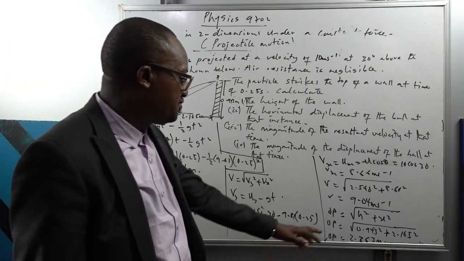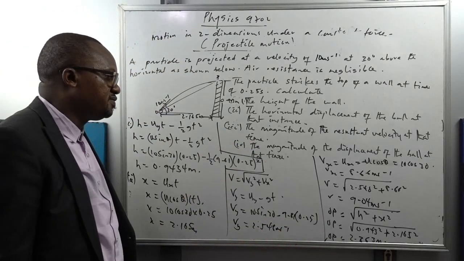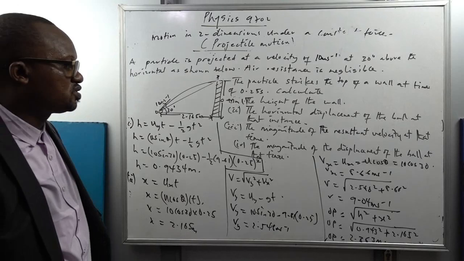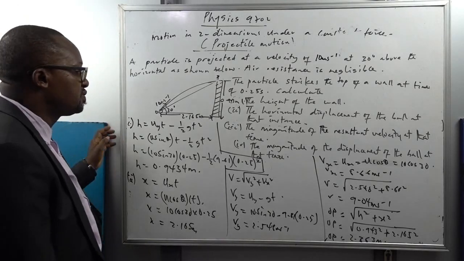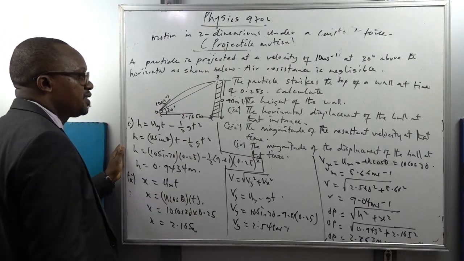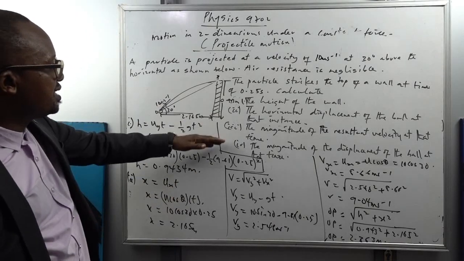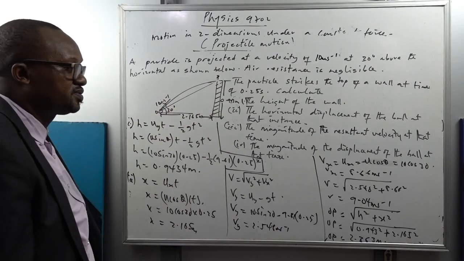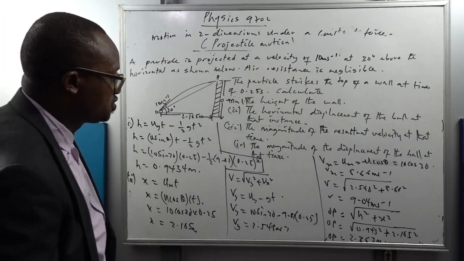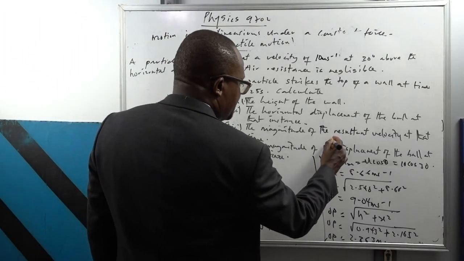Then after that, the question also says you find the magnitude of the displacement of the ball at that time. What is the displacement of the ball? It is a straight line OP, which comprises the vertical as well as the horizontal displacement. Some people refer to it as the resultant displacement.